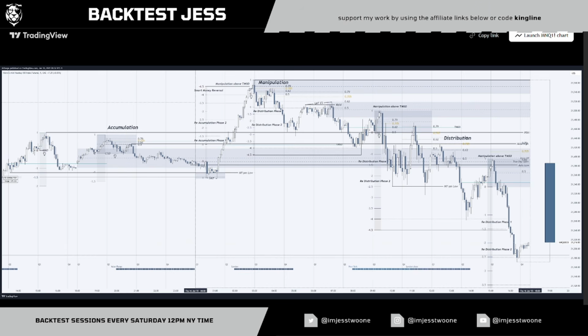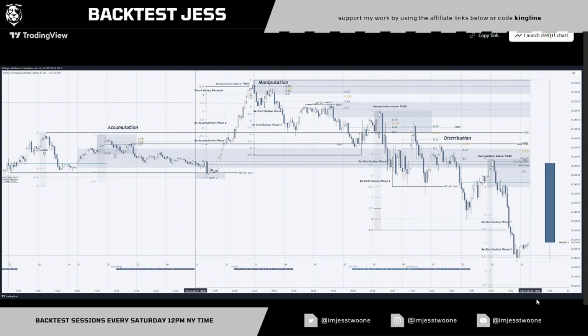Alright, so this is pretty much a classic day as classic days come. We have accumulation happening in Asia. We have a manipulation above during London, London creating high of day, and then New York ends up being a continuation of the London move.